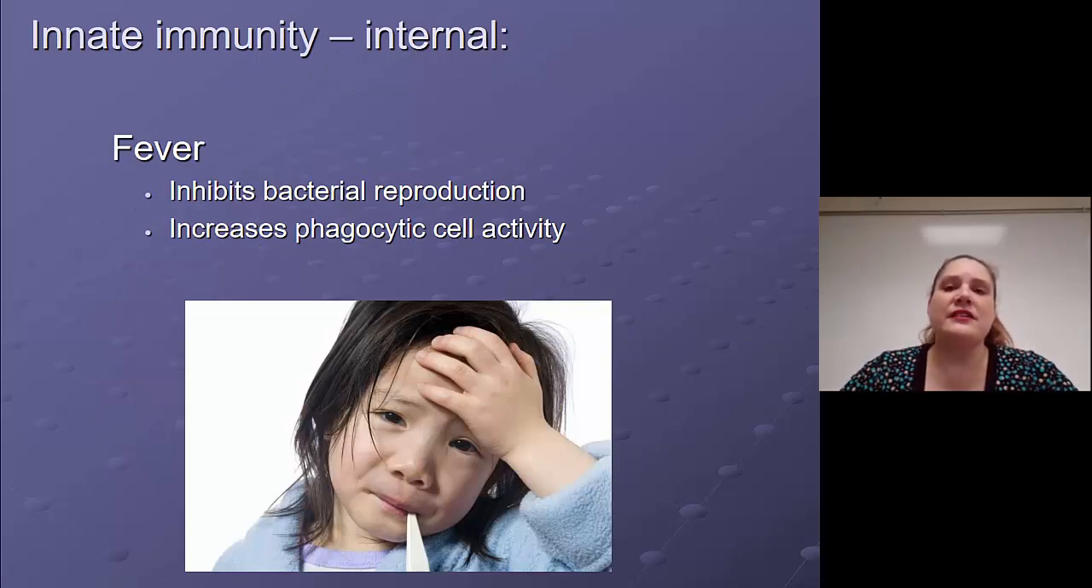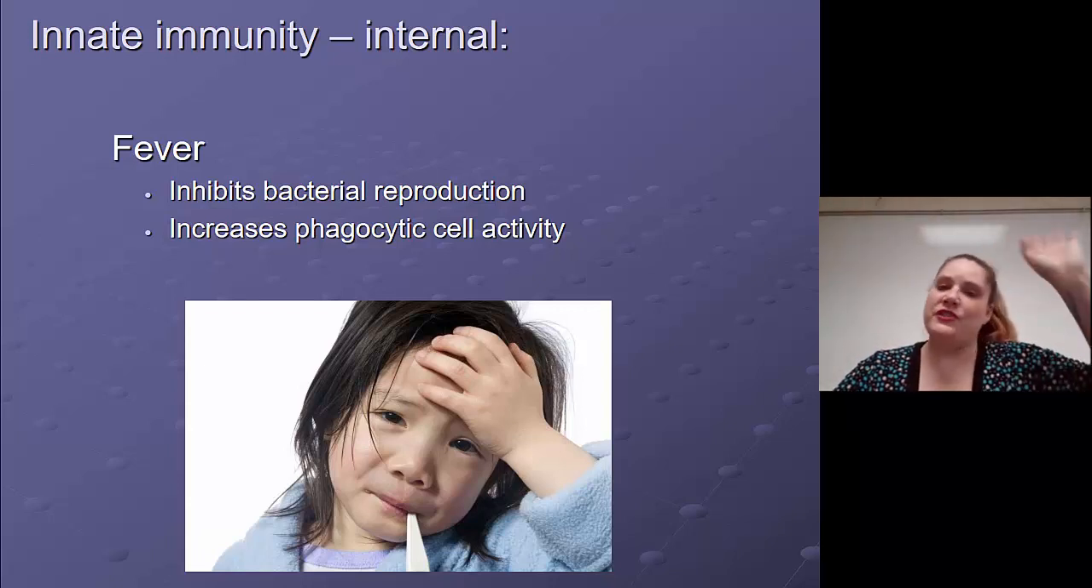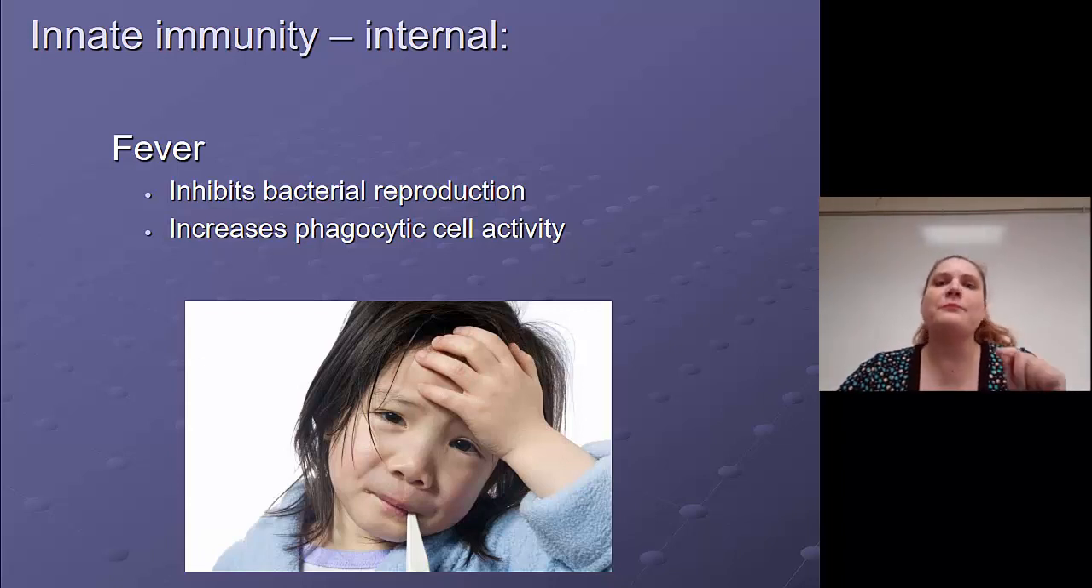You also have a fever. So this is internal now. So your fever is going to keep bacteria from reproducing because the temperatures are too high. And it's going to increase what we call phagocytic cell activity. Now, you don't know what that is yet. I'm going to tell you what phagocytic cell activity is, but I'm going to tell it to you in a little bit. So just a few minutes and you'll know what that is. But fever makes that happen faster. So when we get there, know that when it's hot inside your body, it's going to make that activity happen faster. So the fever is going to help keep the bacteria from reproducing, but then it's also going to help the rest of your immune system work a little bit faster.